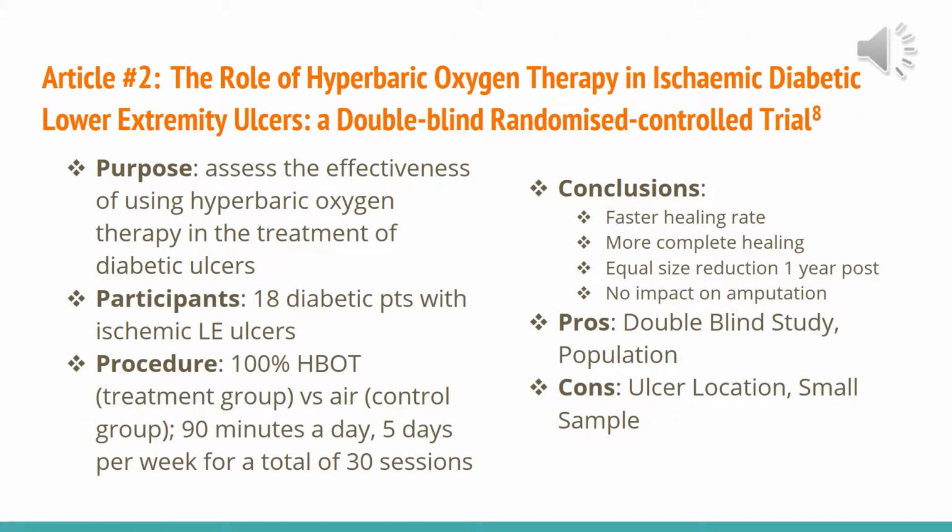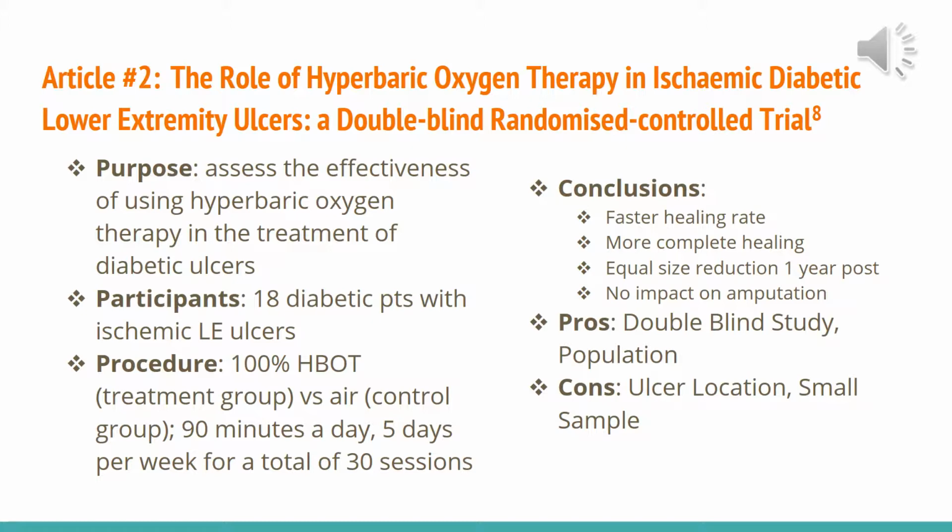Here's another study that we looked at. The purpose of the study was to see if using hyperbaric oxygen therapy in addition to the standard of care had a significant impact on healing by looking at the size of the ulcers. For the procedure, all patients received standard of care for their diabetic ulcers, and all patients received their treatment as outpatient for 90 minutes a day, 5 days a week for 30 sessions total. They either received room air for the control group or oxygen for the experimental group.